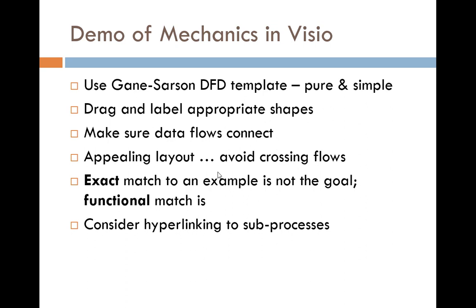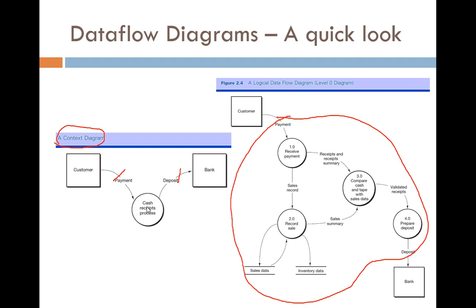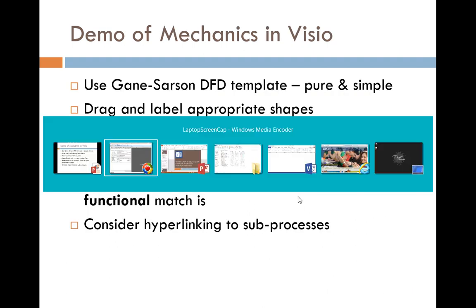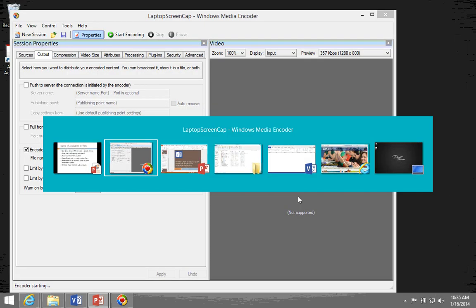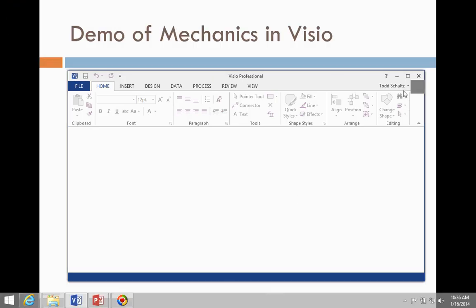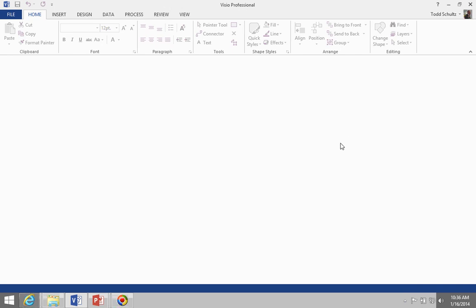And there's a trick you can do in Visio where you can take a process and make it so it'll have a hyperlink to the page where you have your next level diagram. And so that's a cute idea. So let me just switch over into Visio and try to reproduce that particular thing. Yeah, I started up Visio.